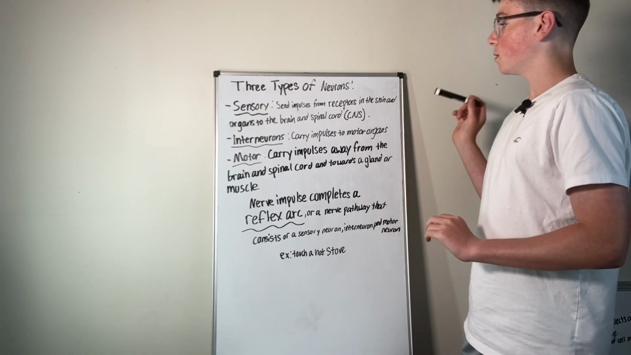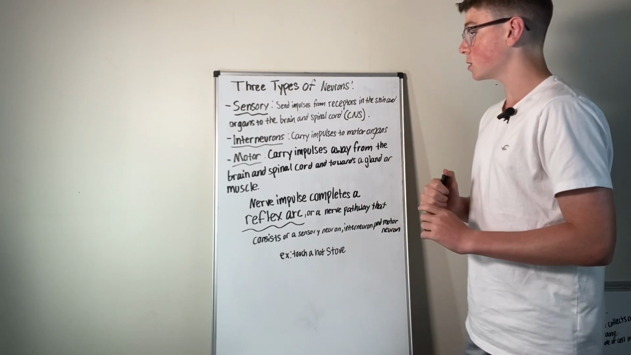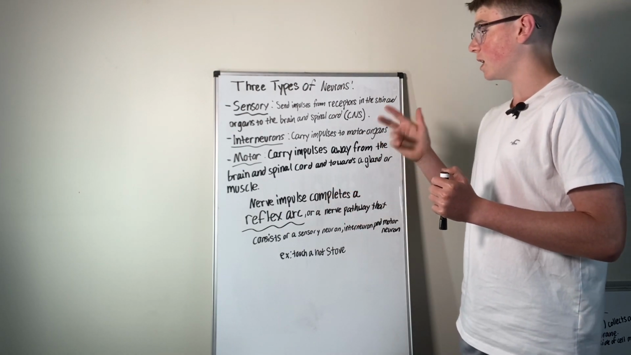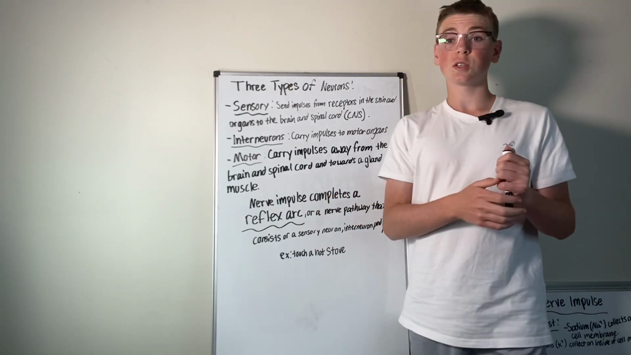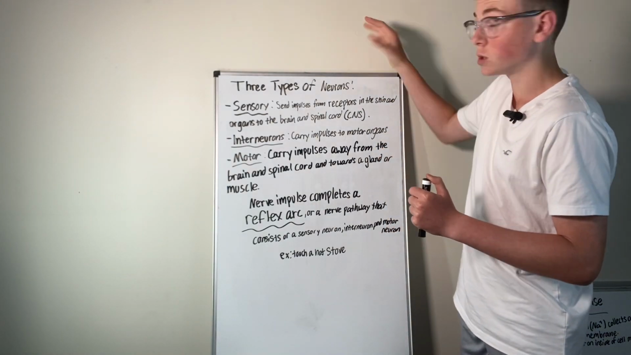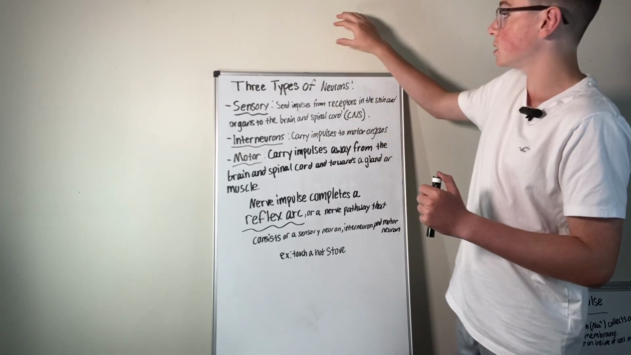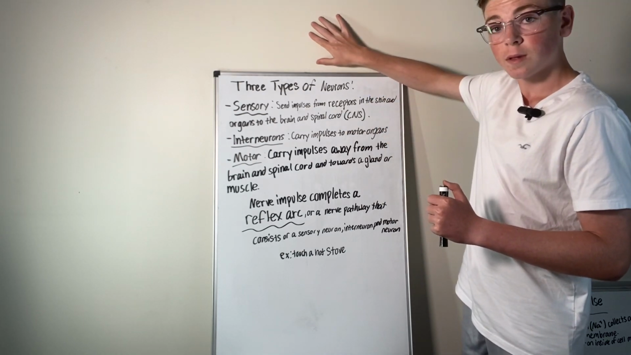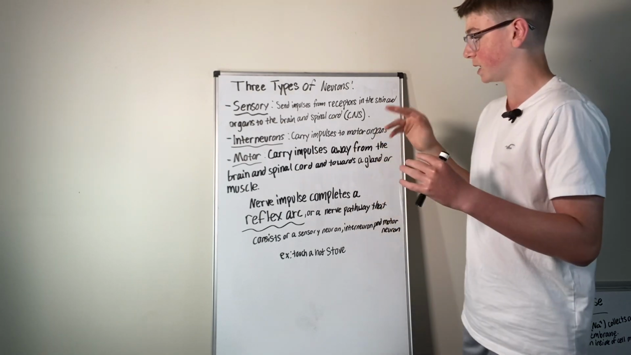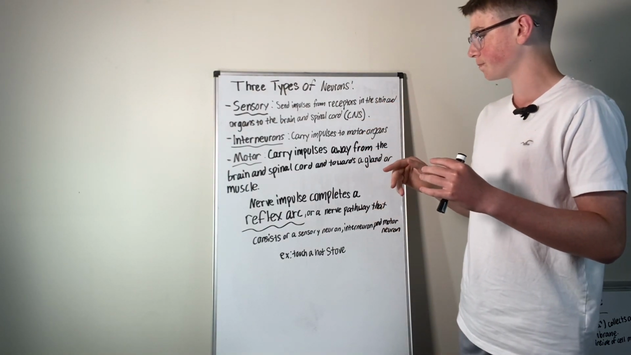Three types of neurons. There are sensory neurons, which send impulses from receptors in the skin and organs to the brain and the spinal cord. So you feel something and you're like, oh, wow. So these nerves in my fingers, these neurons, are feeling and they're sending impulses to my central nervous system, my spinal cord, and my brain.